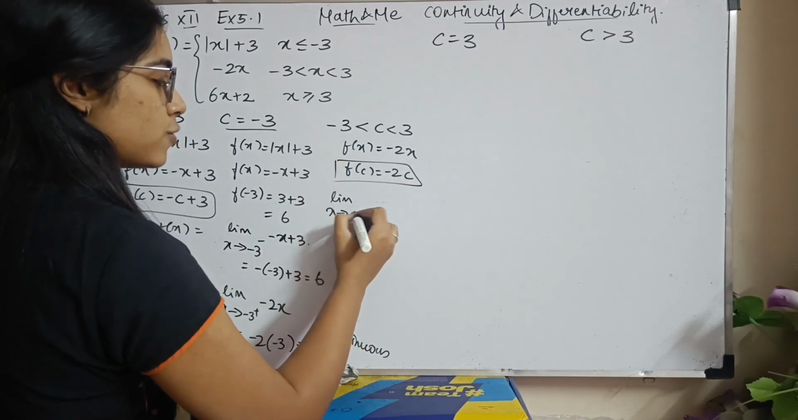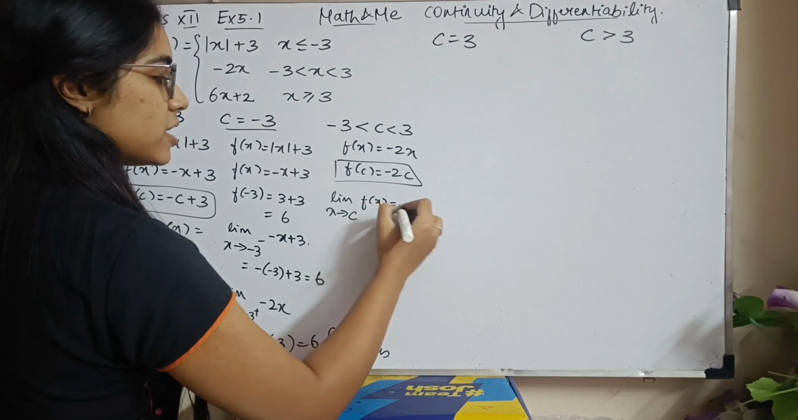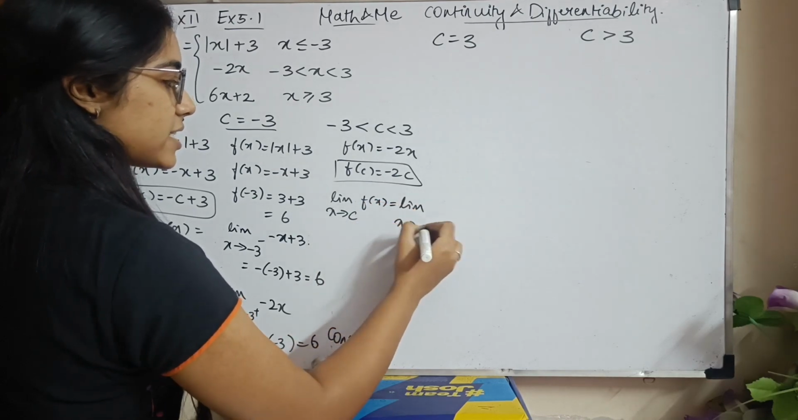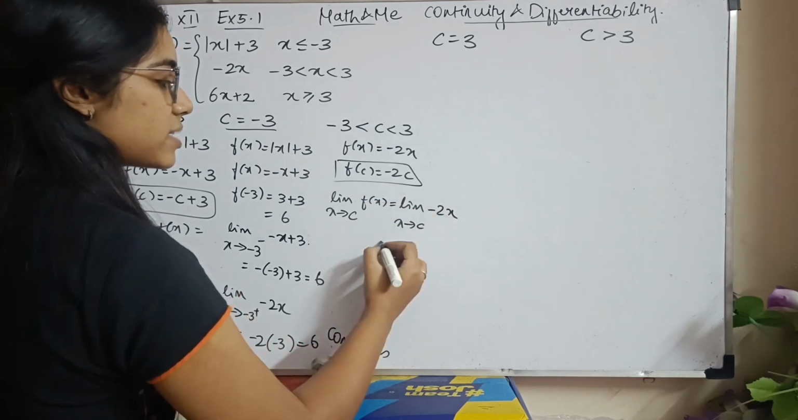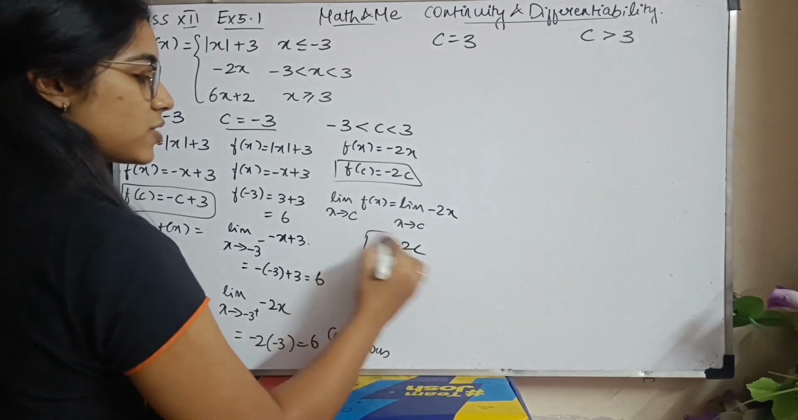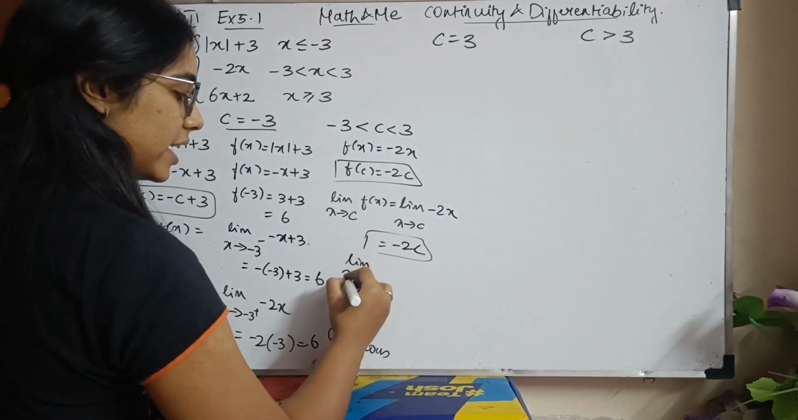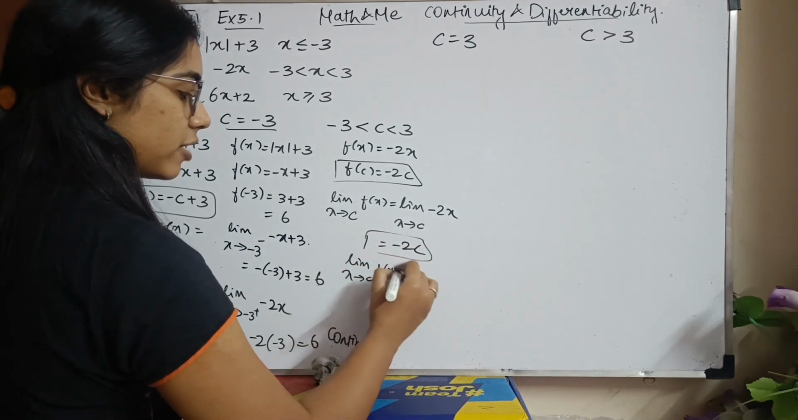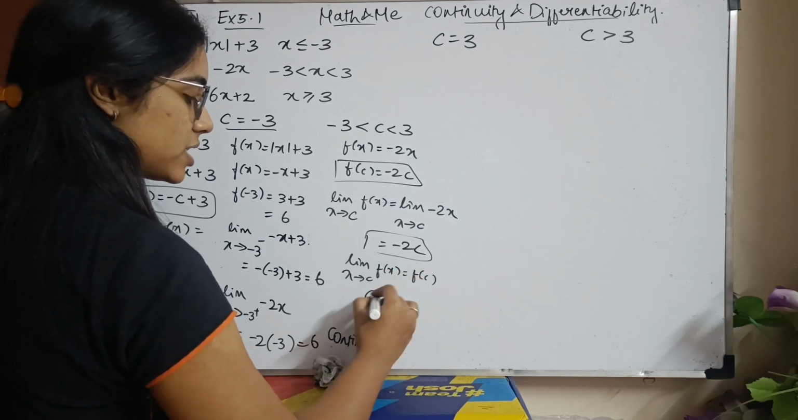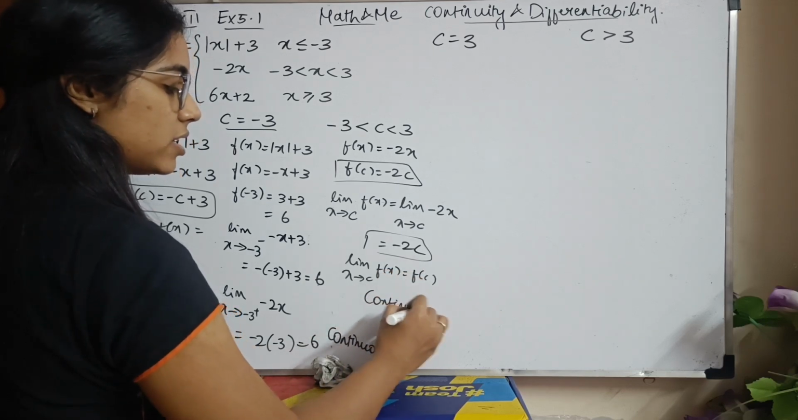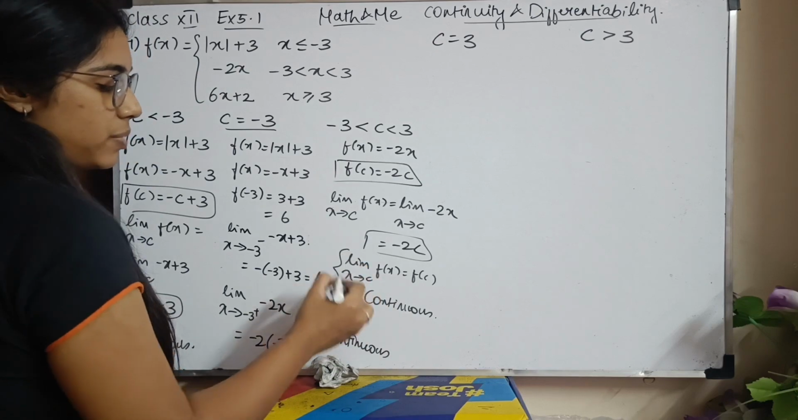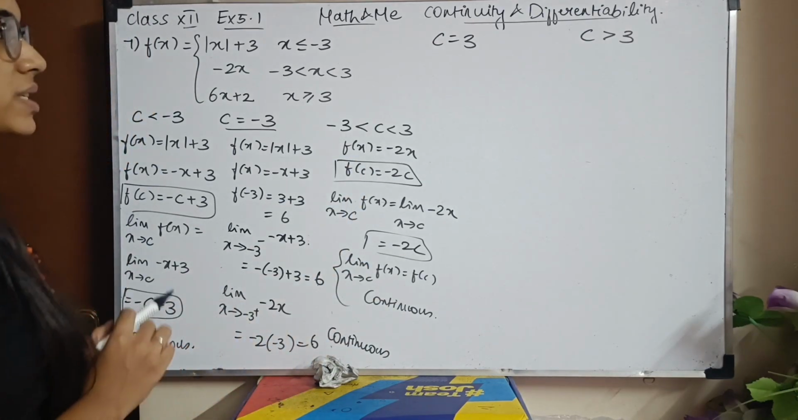Limit x tends to c of f of x, which is limit x tends to c of minus 2x. Now if I substitute c, I'll have minus 2c. So I see that limit x tends to c of f of x equals f of c. So it is continuous. This is the step you have to write. Okay? You have to write this step for each and every question. Okay? Don't miss out. Don't be lazy.